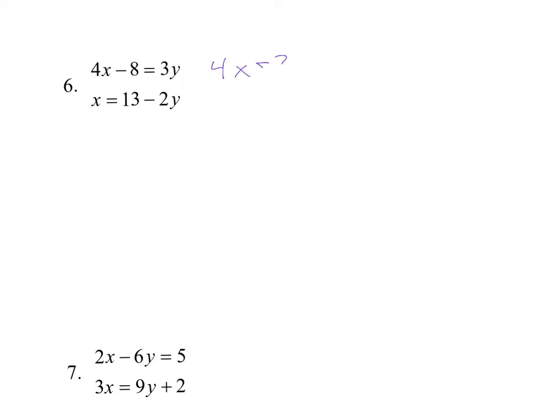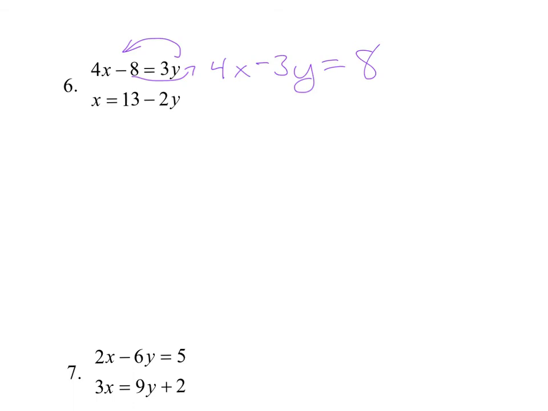Subtract the 3y over. I add the 8 to the other side. Okay, so we did a minus 3y to get it here and a plus 8 to get that one over there. So now we have 4x minus 3y equals 8.